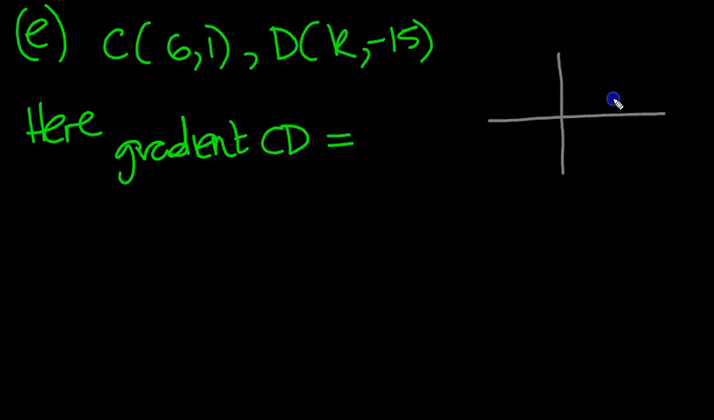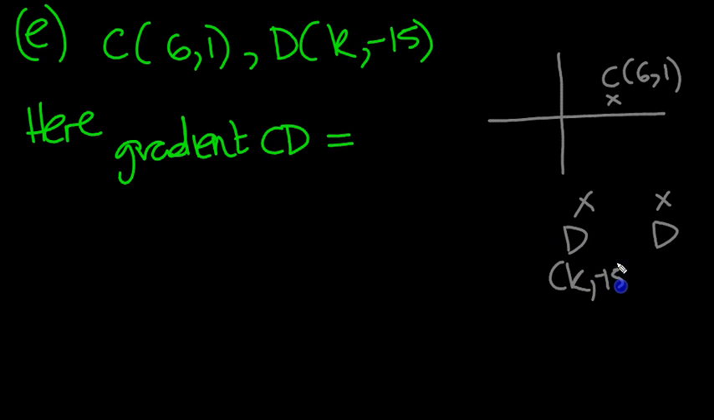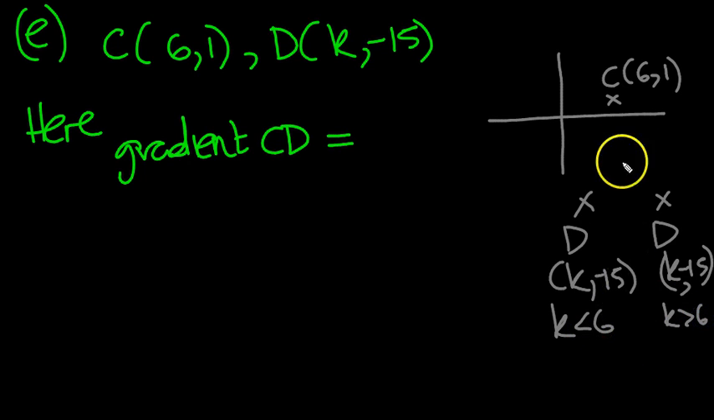So C is 6,1 here, right? That's C, and that's the point 6,1. Now D is K, minus 15, so go along K and down 15. So it would either be here if K is bigger than 6 on that side, or if it's smaller than 6, it'd be over here somewhere, on the left of C. So this is K, minus 15 as a coordinate. This is when K is that side of 6, and this is when K is bigger than 6. If K were equal to 6, we'd have an infinite gradient, and we haven't got that.